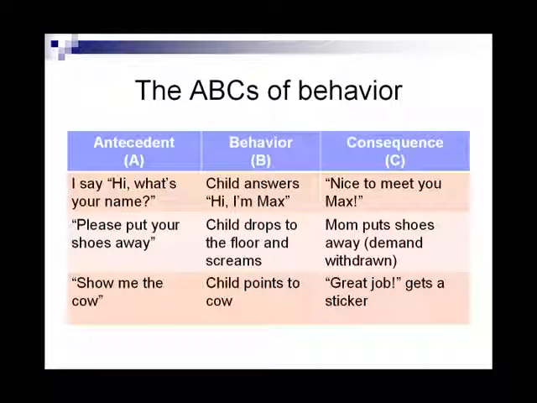Again, if you notice, the consequences in both of these examples are not punitive. They're just precisely what happened in the environment right after the behavior. The third example has show me the cow. This is clearly an instruction. The behavior, child points to the cow, and the consequence is great job, and he gets a sticker. So the consequence in this case, again, is something that follows the behavior immediately, and it can be a positive or a negative consequence.